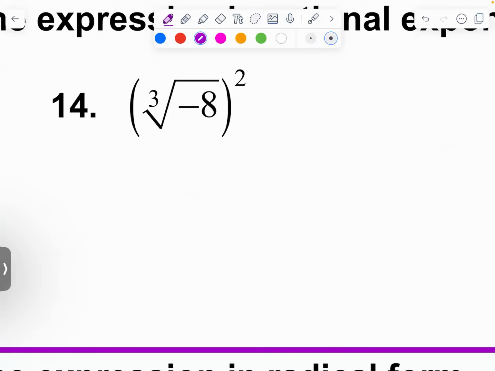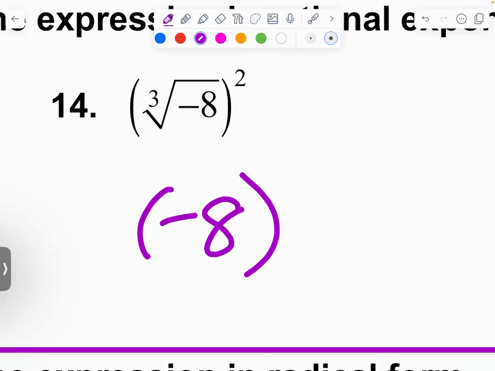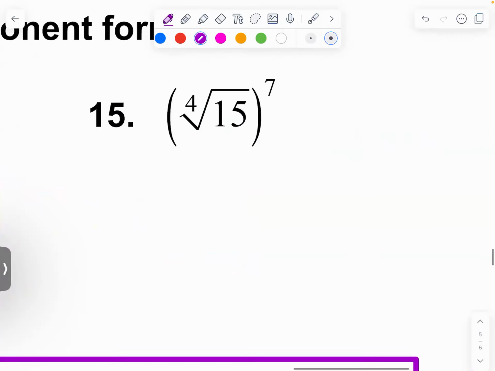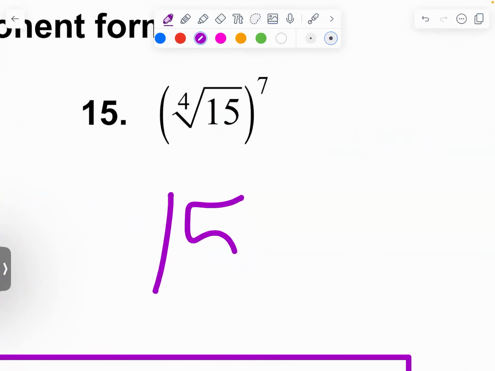Okay, Jacob, what is our power for -8? 2/3. Make sure that root goes in the denominator of your exponent, okay? Henry, what about 15 to the? Okay, good.